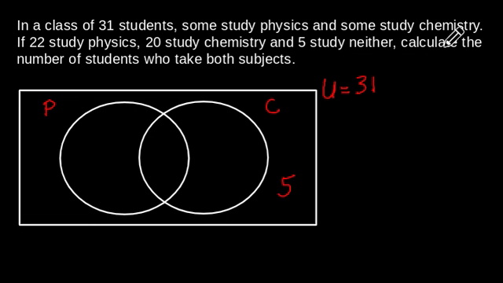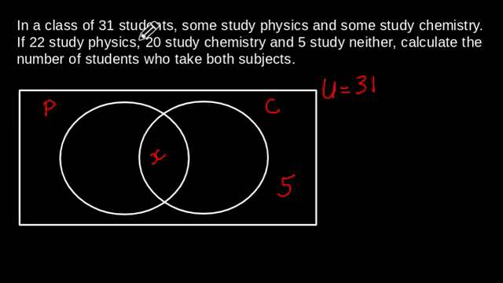And what are we looking for? We need to calculate the number of students who take both subjects, and that will be the intersection of the two sets right here, the intersection of physics and chemistry. We don't know that number, so let's call that X. All right. Let's see how we're going to fix in 22 and 20.